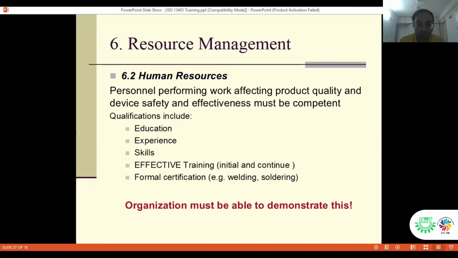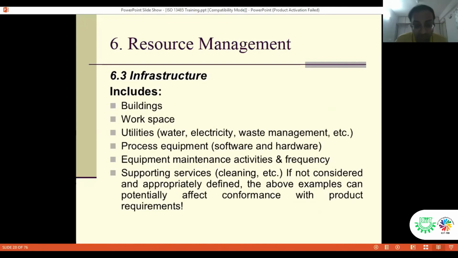Clause 6 also talks about the infrastructure requirements. It is the responsibility of the HR or the top management to ensure that all the resources required for the manufacturing of your medical devices are present or not. Whether all the software, hardware, equipment, machinery, support services, and working space are available or not. If they are not available, it is the responsibility of the HR department or the top management to provide and fulfill all the requirements.